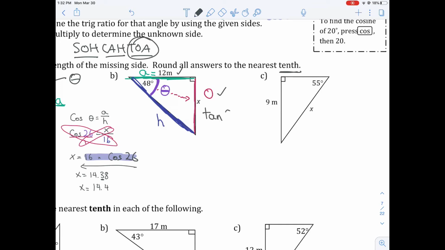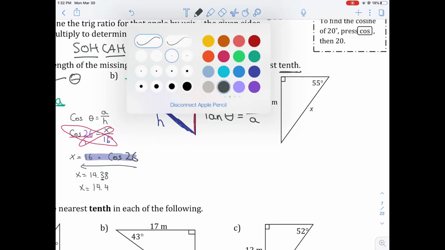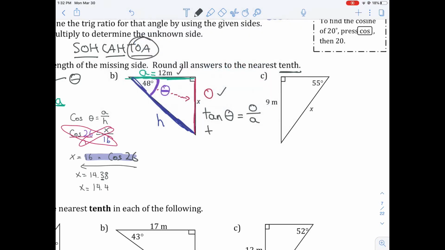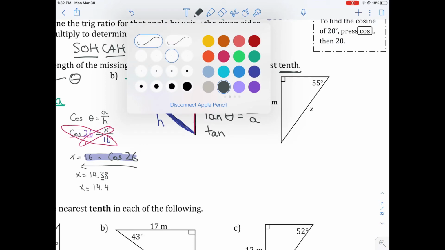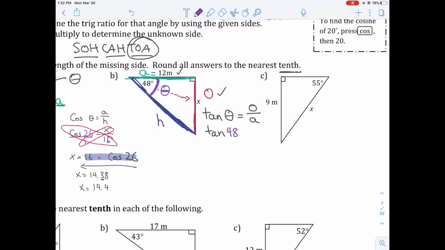So then we write down the formula one more time. Tangent theta is, in the formula sheet, O divided by A. So let's fill in our pieces now. What is my angle in the question? My angle, or theta, is 48. And my opposite is x. But my adjacent is 12. There you go. Set it up.